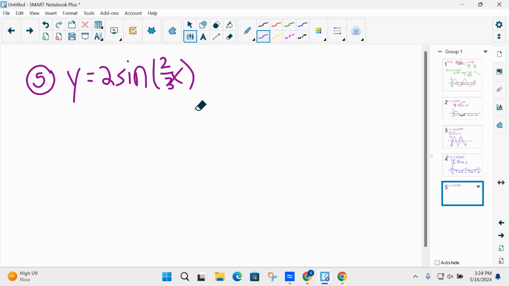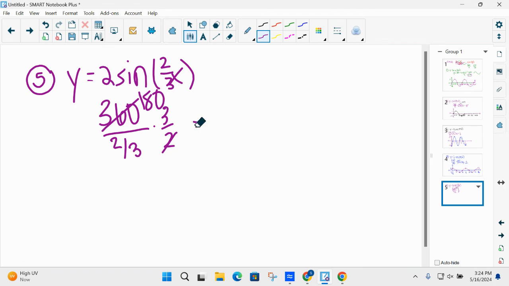And for this question, you would do 360. Since you have a fraction, I would prefer degrees. If you divide that by 2/3, you're actually multiplying by 3/2. And so if I multiply this by 3/2, this would be 180. Then 180 times 3 is 540. So 540 degrees is the length of one cycle. That's pretty long, right? So if I double that, that would be 1080.